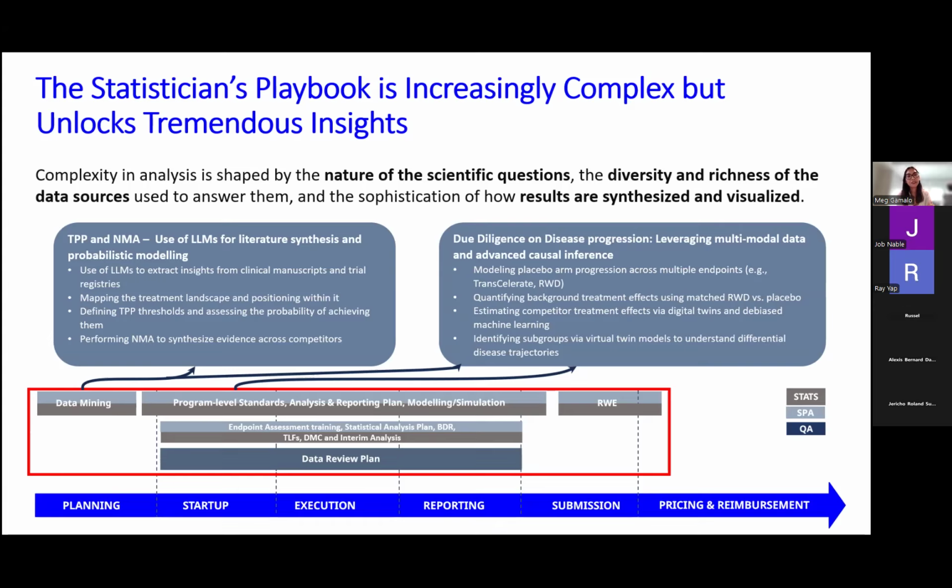During analysis and reporting and modeling and simulation, we also have to do a lot of due diligence because we wanted to understand what is the placebo rate? How does placebo behave in these particular trials? And how do we know that we are going to be better than it in multiple of these endpoints? Usually what we do is that we gather data from multiple sources.